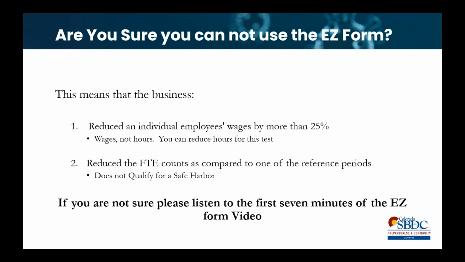There are two possible reasons why you are not qualified to use the easy form. First, the business reduced an individual employee's wage by more than 25%. And that means wage, not hours worked. You can reduce the hours worked. Or second, the business had a reduction in its FTE count and they were unable to take advantage of any of the safe harbors that would make this FTE reduction irrelevant.